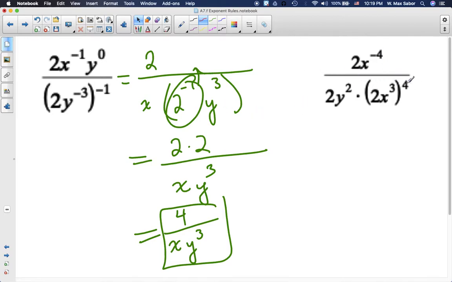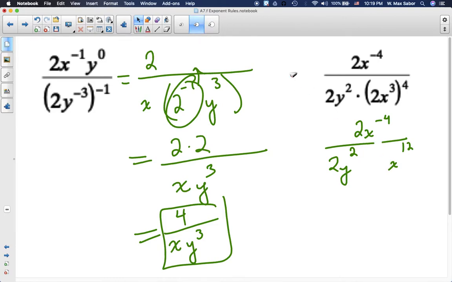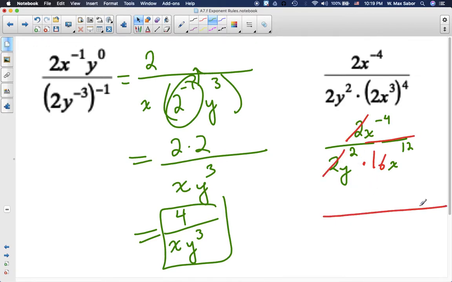Here, let's just distribute in that 4 into the 2, so 2 to the 4th and x cubed to the 4th. 2x to the negative 4th over 2y squared times 2 to the 4th x to the 12th. Let me not write that as 2 to the 4th. It's much easier to write that as what the actual number is. 2 divided by 2 is 1, so we're going to be left with a 16 in the denominator.